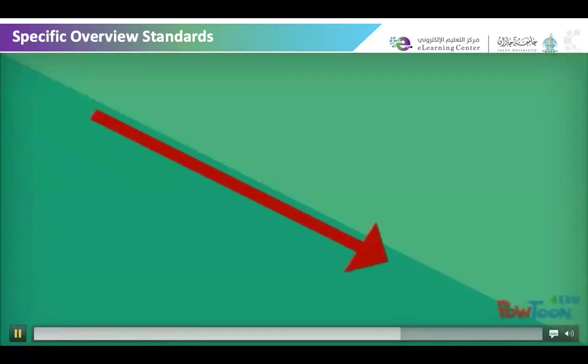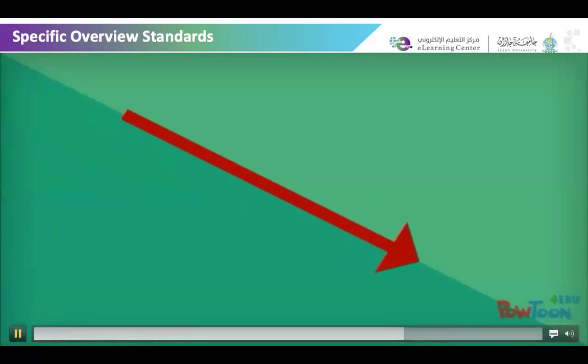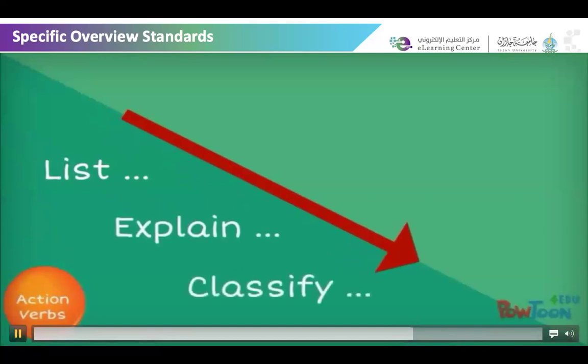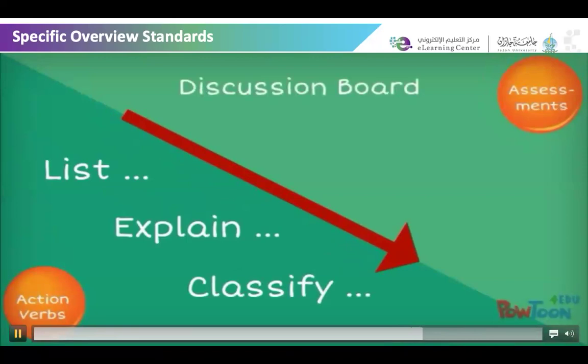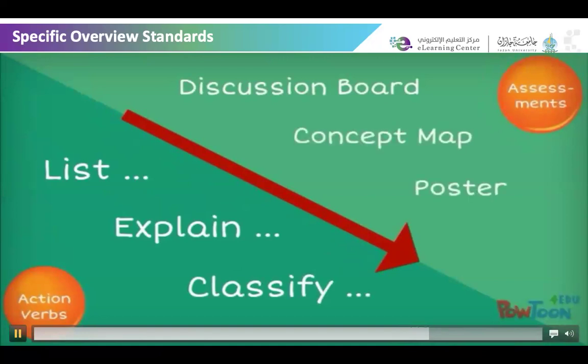For example, a lower level course may include lower level learning objectives containing action verbs such as list, explain, or classify, which may align with assessments that require students to partake in a discussion or simulation, create a concept map or poster, or take a multiple choice true false test.